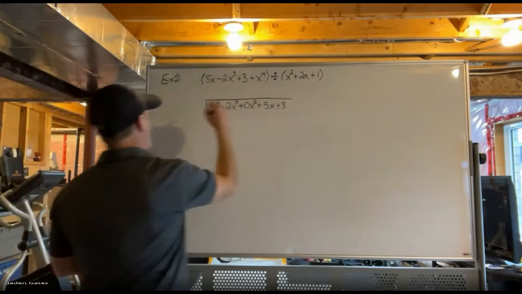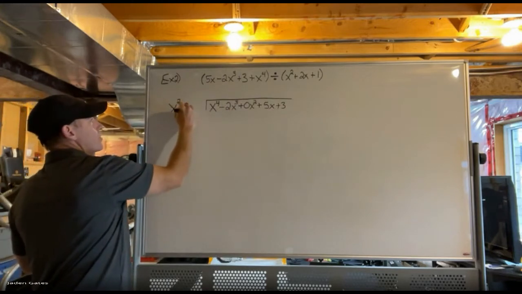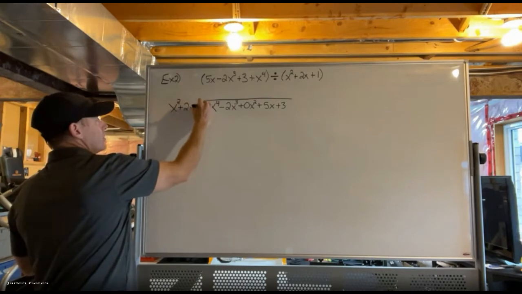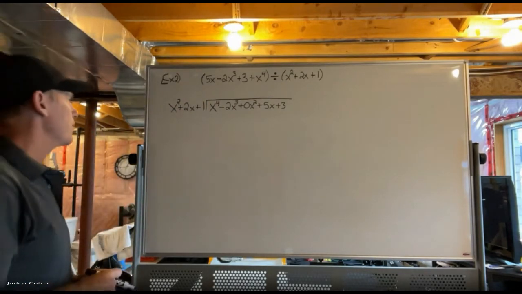So there's the polynomial, again, written with the degrees from highest to lowest, and I didn't have an x squared term, but I have to have a placeholder for it, so I put a 0x squared in there. Then I'm dividing it now by x squared plus 2x plus 1. All right, so that's in the right order, so I don't have to adjust anything with that.